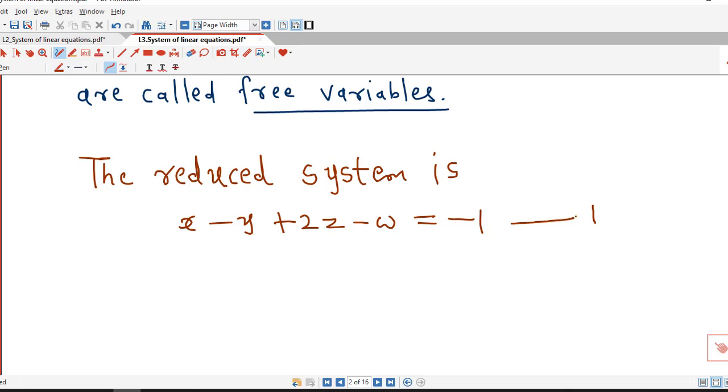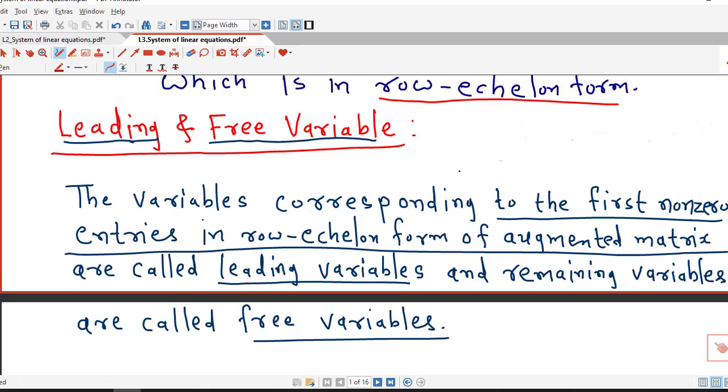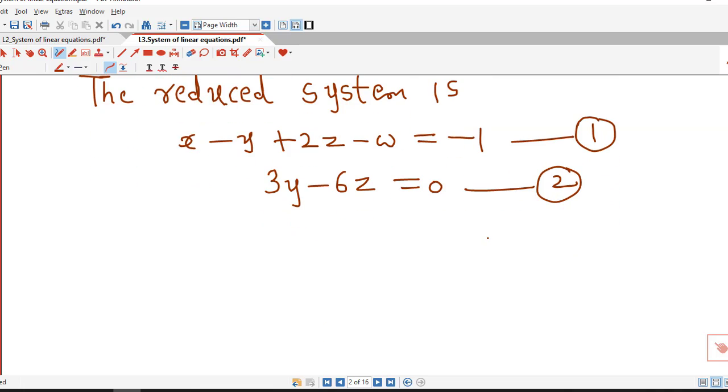and we give this number 1. The second equation will be 0 into x, that is 0, 3 into y minus 6z equal to 0. So 3y minus 6z equal to 0. This is the system corresponding to the row echelon form, and the solution of this system is exactly the solution of the given system.